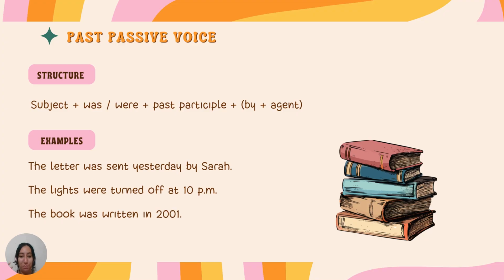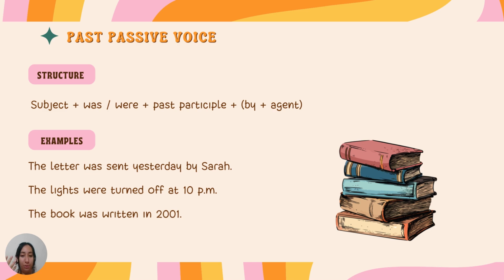The structure for the past passive voice is subject plus was or were plus past participle, and just like in the present, by plus agent is optional. For example, the letter was sent yesterday by Sarah. Was sent is the passive part.